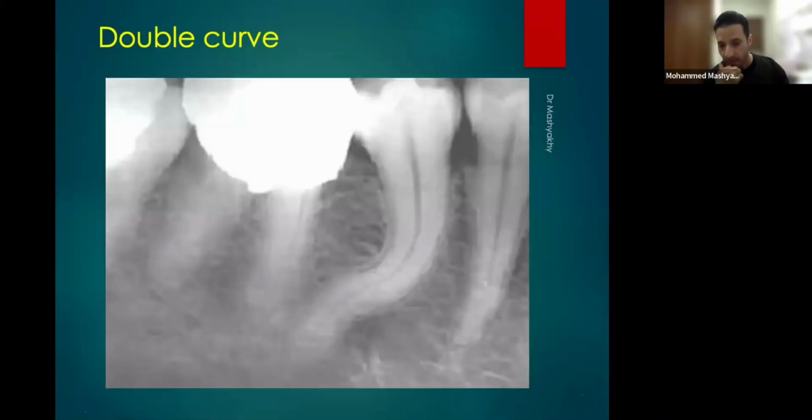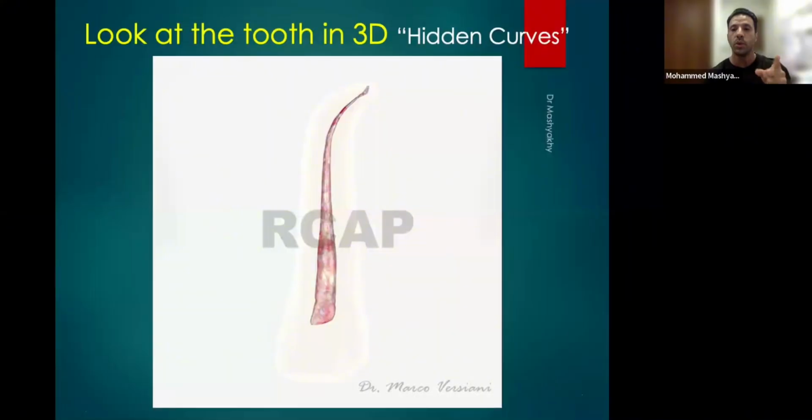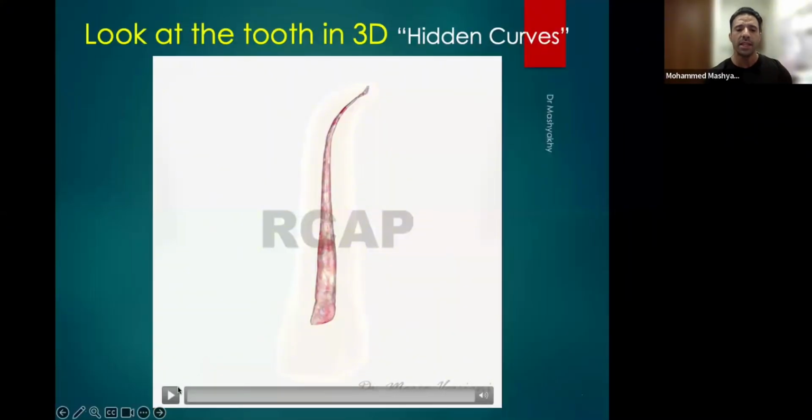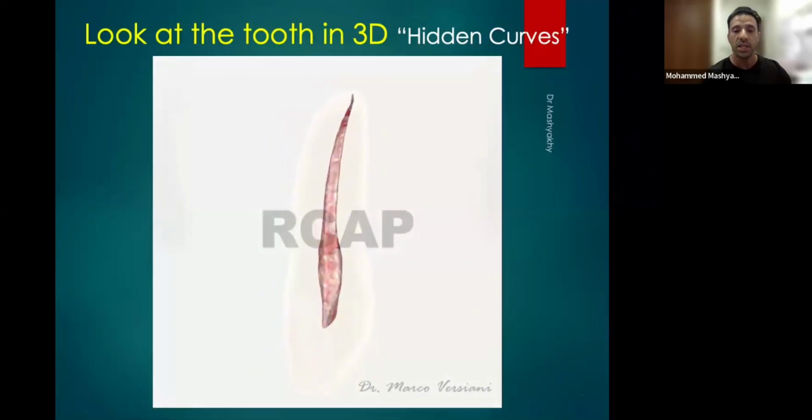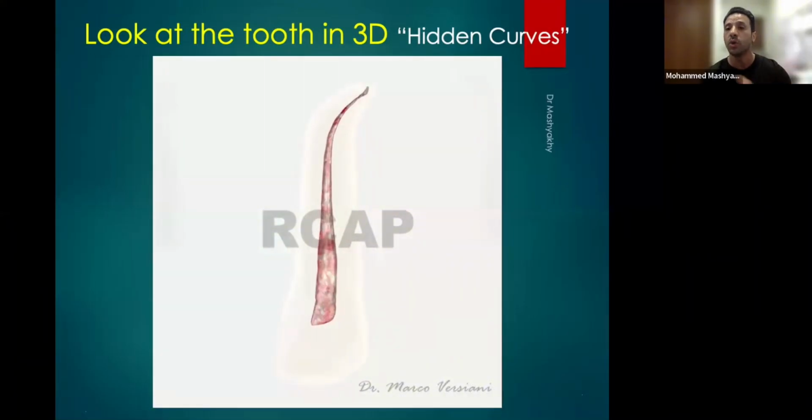Look at this case. Some cases have a double curve, but this curve is in a mesiodistal direction. The problem is when we have a curve in mesiodistal and buccolingual directions at the same time. This is the very simple anatomy of the upper lateral incisor. Look at how it looks. Can you see there is a mesiodistal curve and a buccolingual curve as well? And this is only the upper lateral incisor, not a molar at all. So we expect more difficult cases, and we always think about the hidden curves. Whatever you see in the periapical X-ray is not the real curve. Put this in your mind.